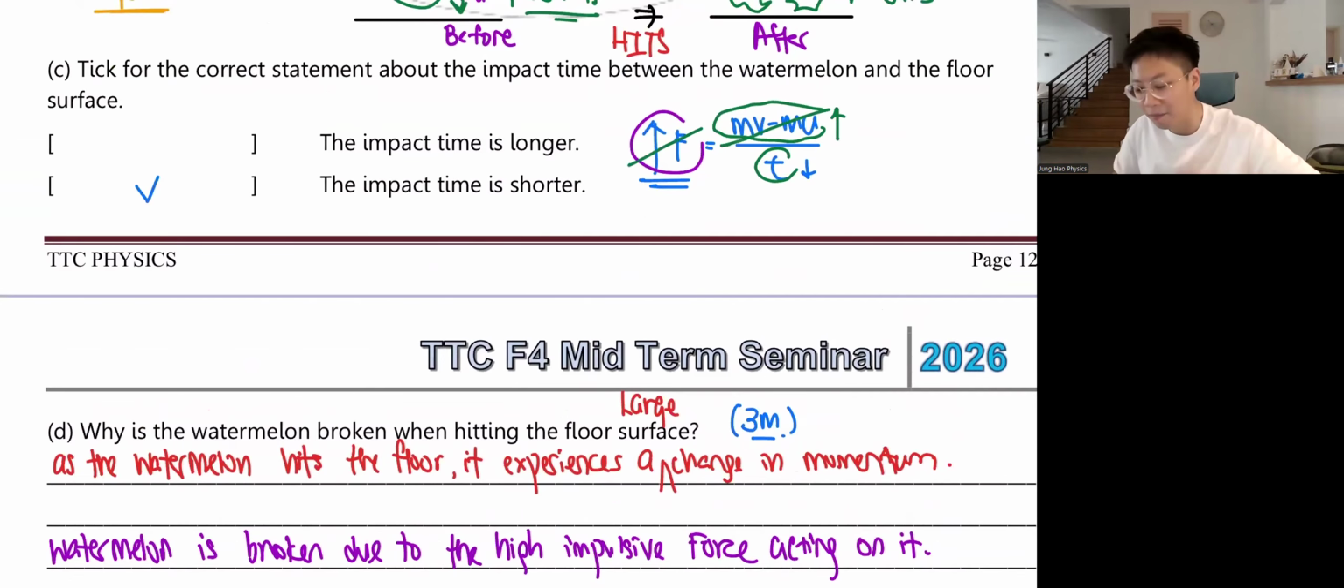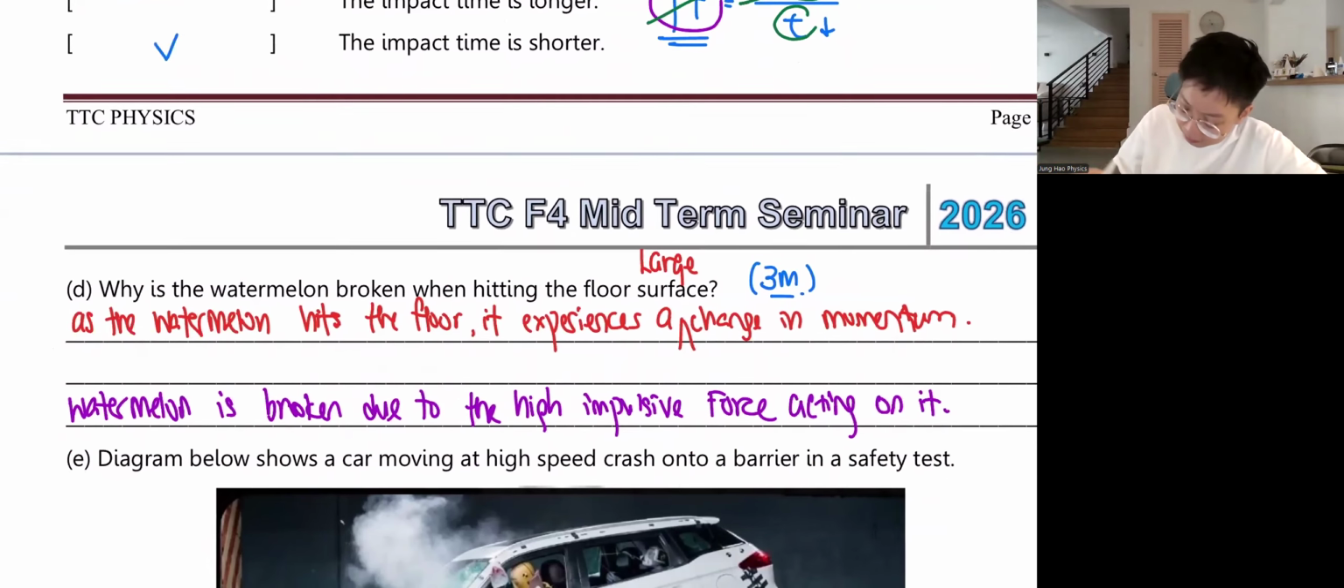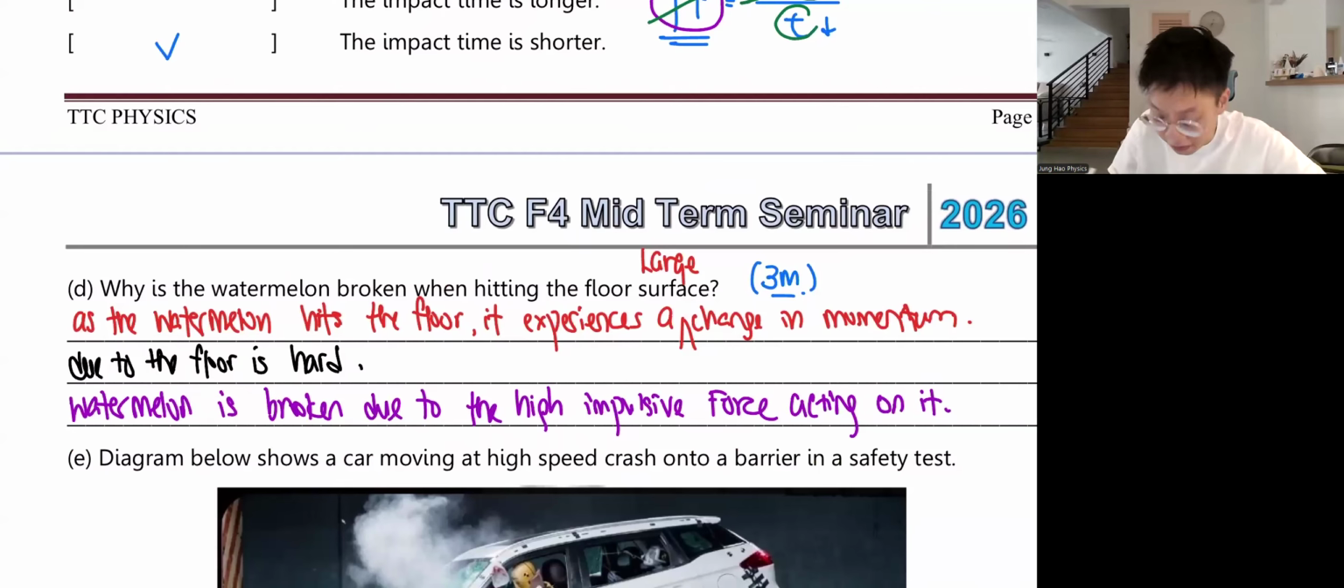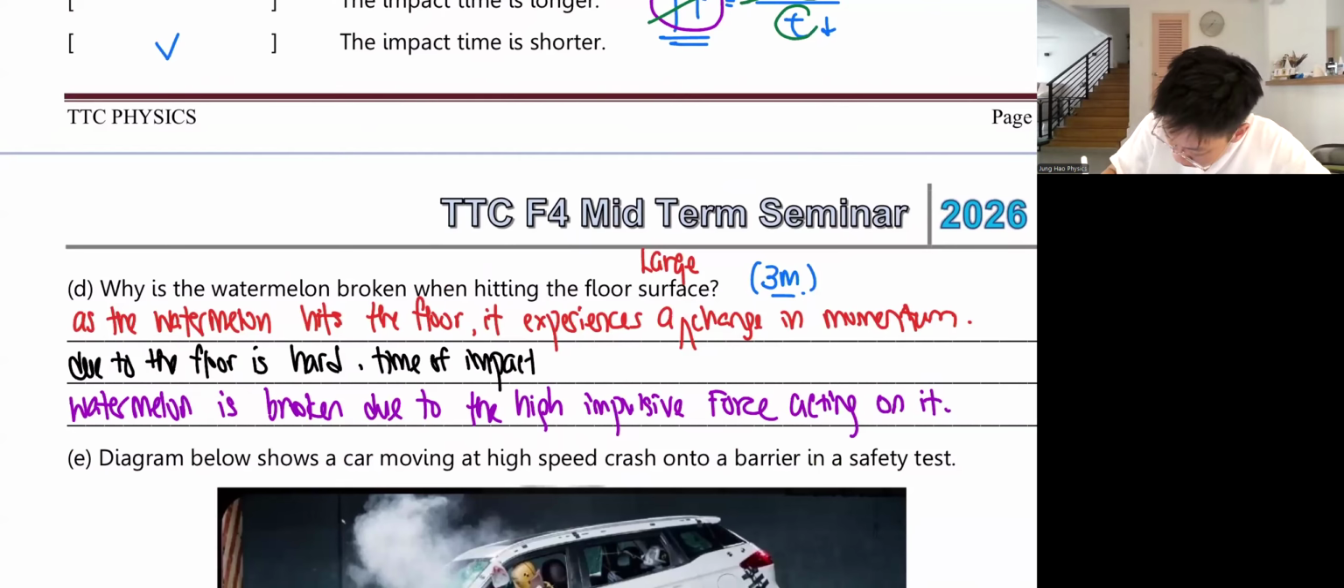So left what? Time of impact. You can say due to the floor is harder, is a hard surface. So therefore the time of impact is very short.